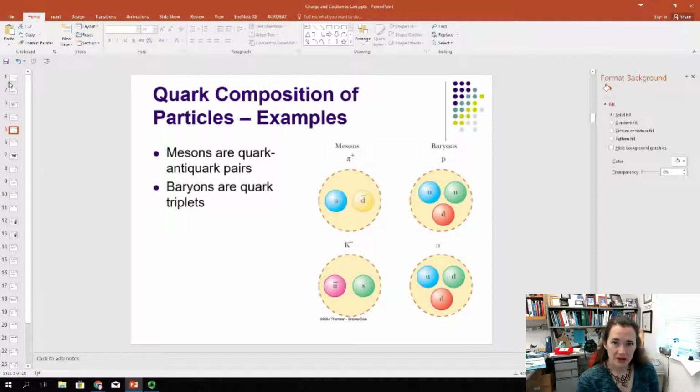When you're talking about hadrons, there are 2 broad categories. You have mesons, which are composed of quark and antiquark pairs, and then you have baryons, which are quark triplets. Protons and neutrons are baryons. The proton is composed of 2 up quarks and a down quark, and the neutron is composed of two down quarks and an up quark.